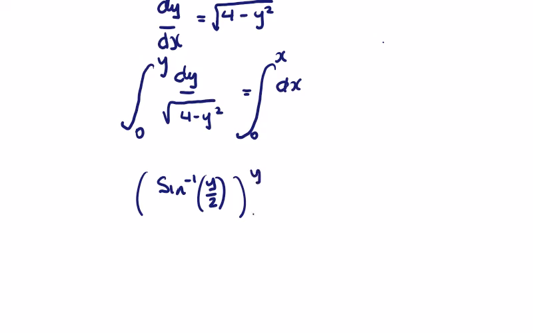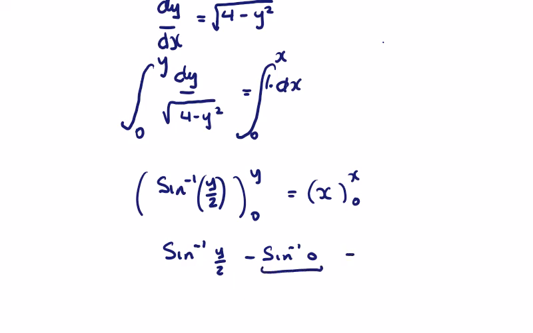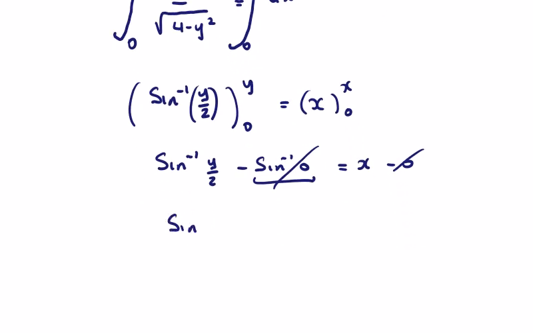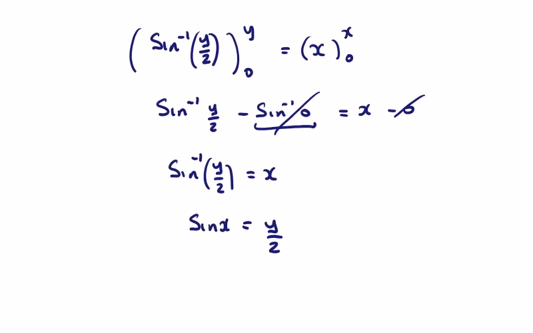And that's between y and 0, equal to integrating my invisible 1 dx, we just get x between x and 0. So we're going to get the inverse sine of y over 2 minus the inverse sine of 0, which is equal to 0, is equal to x minus 0. So the inverse sine of y over 2 is equal to x. So we get the sine of x is equal to y over 2. So twice the sine of x is equal to y. Tie these up nicely at the end.